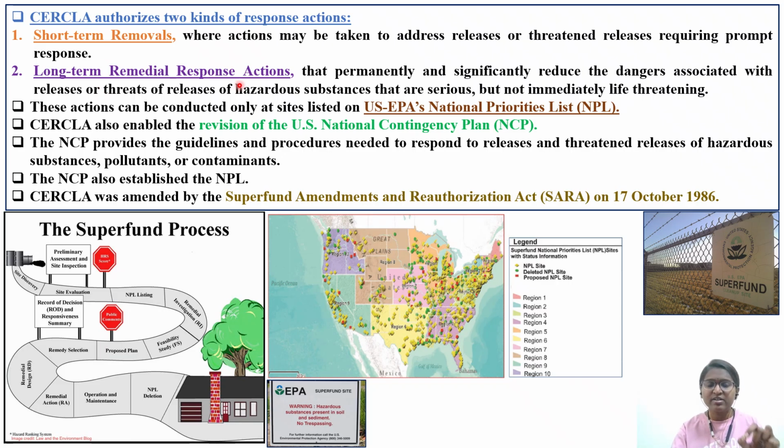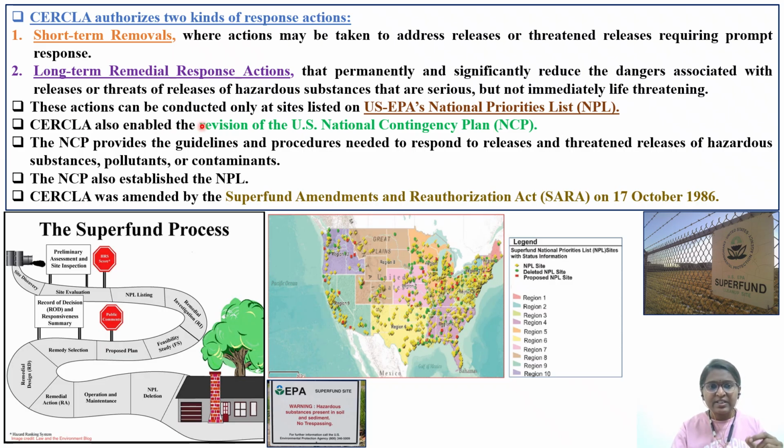The second way is long-term remedial response action, which permanently and significantly reduces the danger associated with the release or threat of release of hazardous substances that are serious but not immediately life-threatening. Nowadays, if you see publications from the last 2 to 3 years, 2025 or 2026, PFAS, polyfluoroalkyl substances, a lot of regulations are being imposed by the US FDA. PFAS also pose dangerous threats with respect to land contamination, or biopersistence and endocrine disruption. These kinds of adverse effects are associated with PFAS.